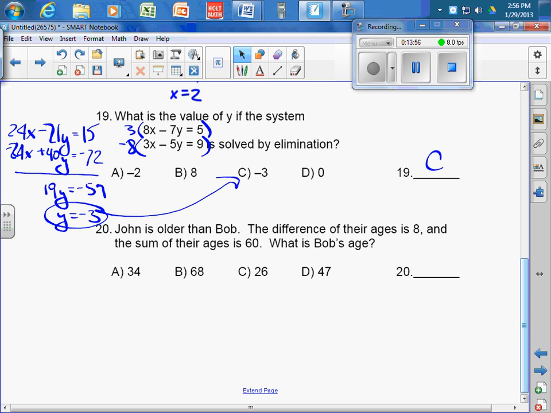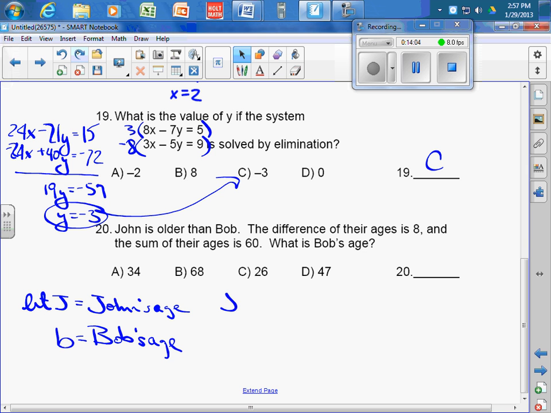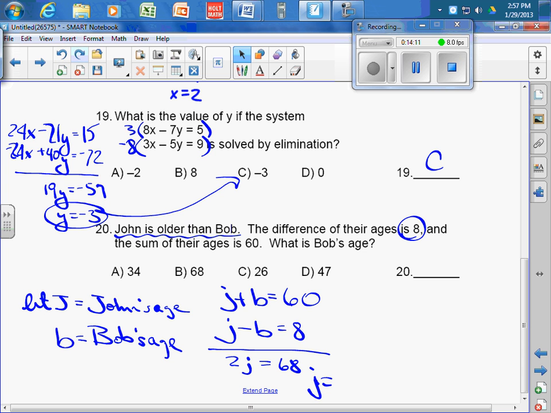Lastly, John is older than Bob. So let J equal John's age and B is equal to Bob's age. The difference of their ages is 8, and the sum of their ages is 60. So if I add the two equations together, you get 60. Their difference is 8, so J minus B is equal to 8. That means John is 34.